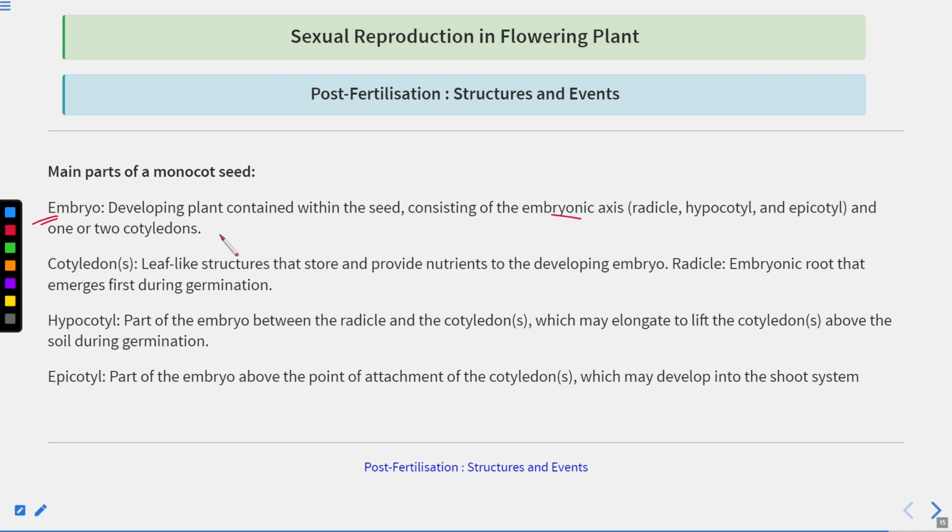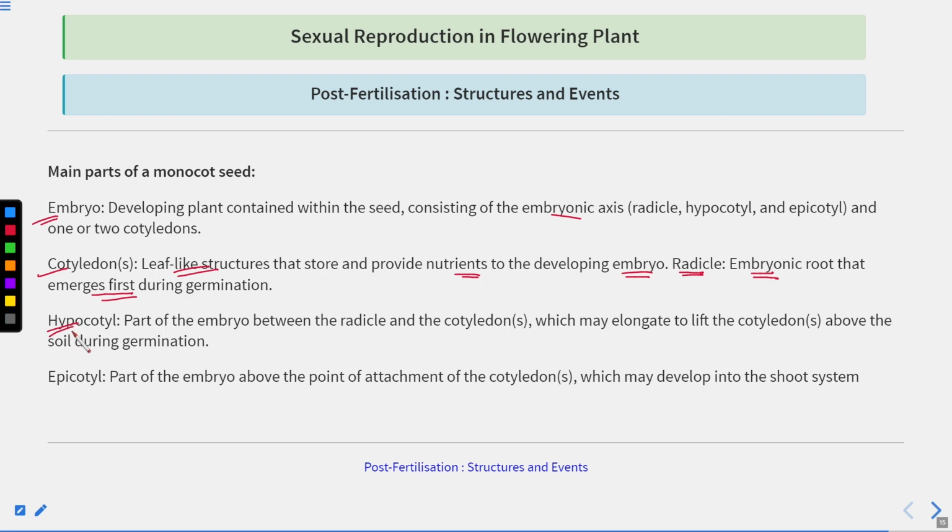Then the embryo, we have already seen. It consists of the embryonic axis and cotyledons. These are the leaf-like structures, also known as the seed leaves. These store and provide nutrients to the developing embryo. Then you have the radicle. Radicle is the embryonic root that emerges first during germination. So radicle will give rise to the root.